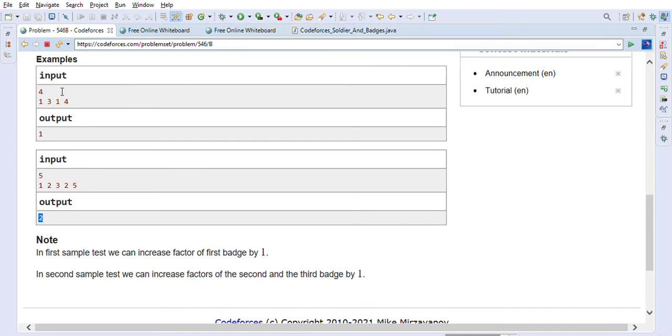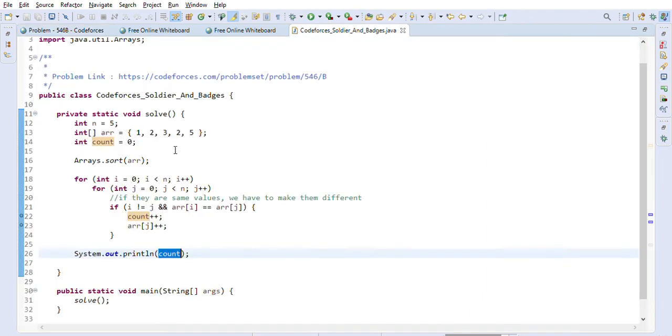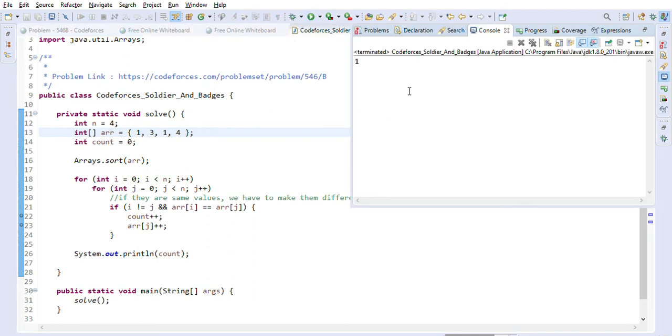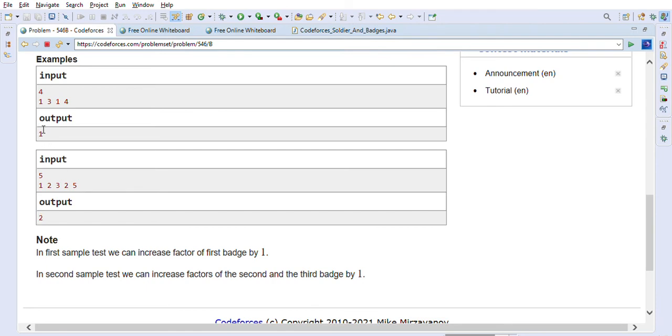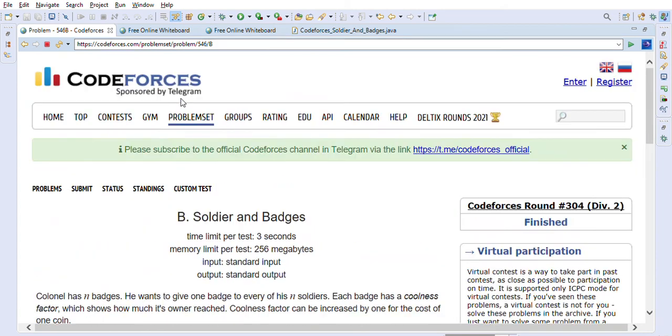So let's take the first example also and make sure that also works. So 4 1 3 1 4. We'll just modify our input. So 4 1 3 1 4, right? Now let's execute this first example, and we are getting 1 as the correct answer. As you can see, 1 is the correct answer here. So this is the way we can solve the Soldier and Badges problem on Codeforces.